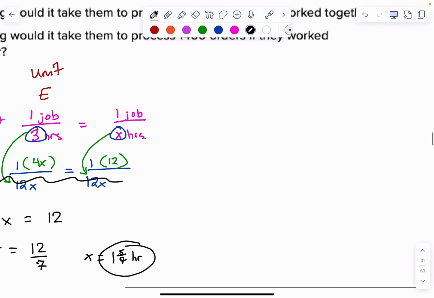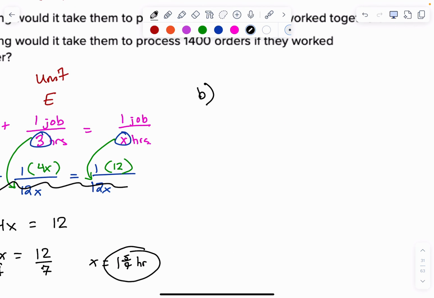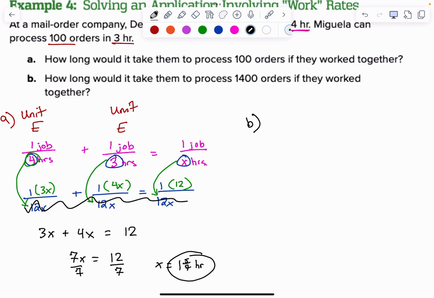They can finish the job in 1 5 sevenths of an hour. They just leave it as 1 5 sevenths. Okay, but then we got to do part B. How long would it take them to process 1,400 orders if they work together?